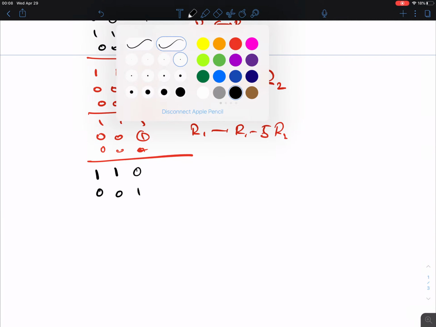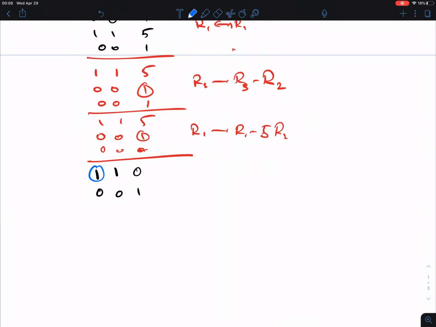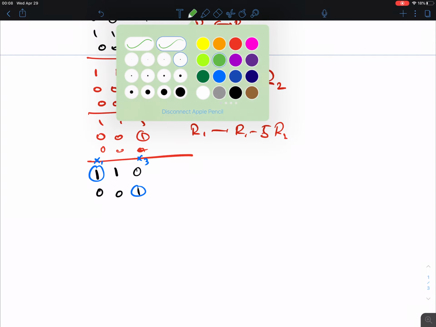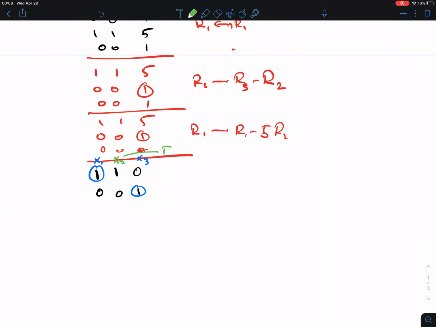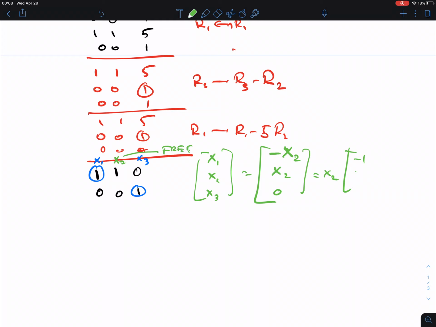Okay, so what does this mean? It means that we have two pivots, x1 and x3, and one free variable, x2. If we write everything in terms of this free variable, then we see that x1 is minus x2, x2 is just itself, and x3 is equal to 0. So we get x2 times minus 1, 1, 0.